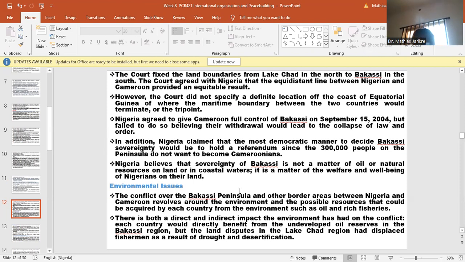The conflict over the Bakassi Peninsula and other border areas between Nigeria and Cameroon revolves around the environment and the possible resources that could be acquired by each country from the environment, such as oil and rich fish. The environment has had both a direct and indirect impact on the conflict. Each country would directly benefit from the underdeveloped oil reserves in the Bakassi region, but the land dispute in the Lake Chad region has displaced fishermen as a result of drought and desertification.